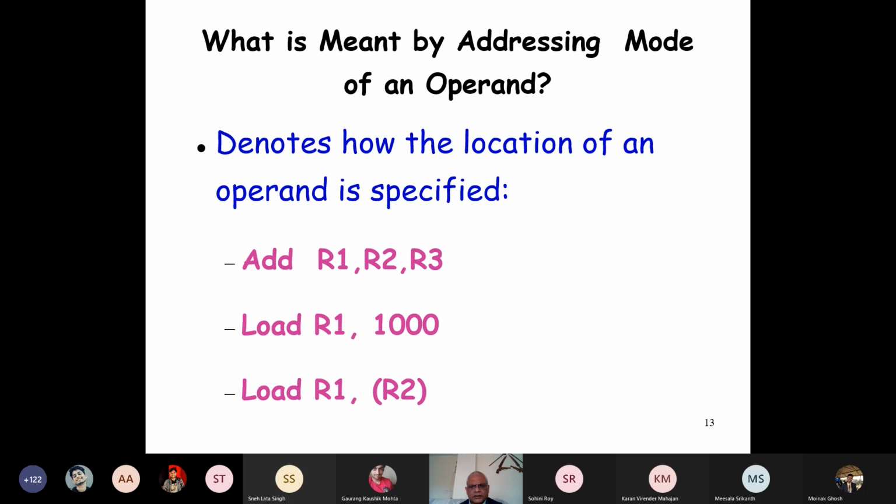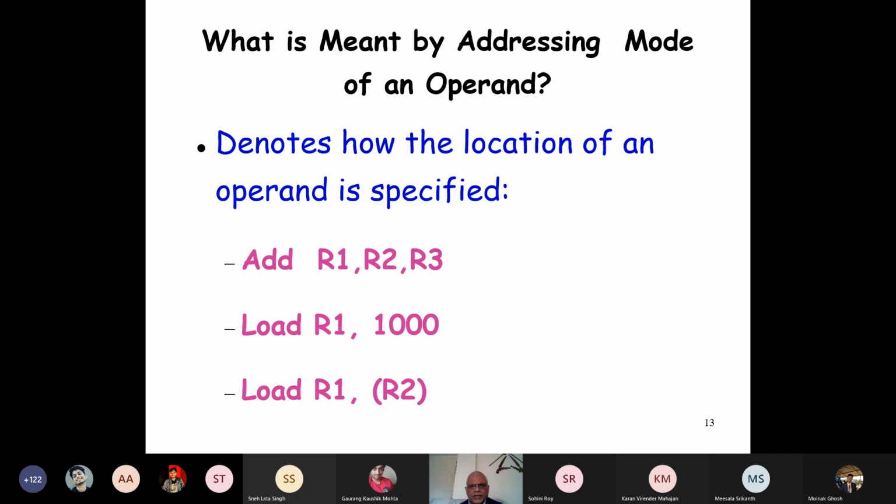Look at the third one. Load R1 and within bracket R2. So what it means is that the address of the memory location is there in R2. So there is an indirection happening here: in R2, we are storing the memory address and using that address to fetch from memory. And this is called the memory indirect addressing.